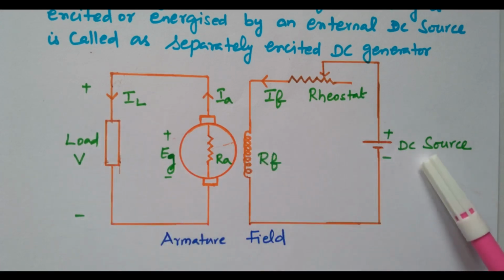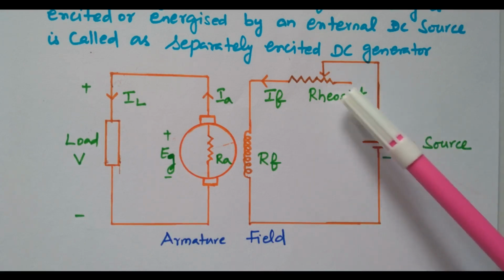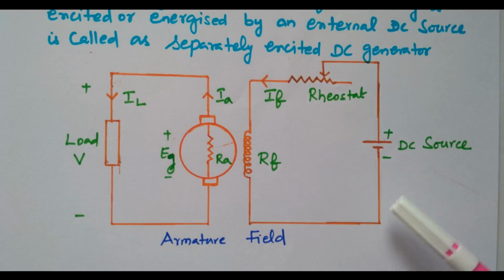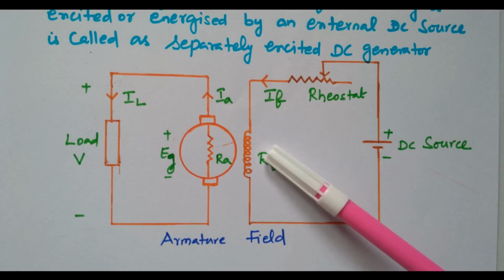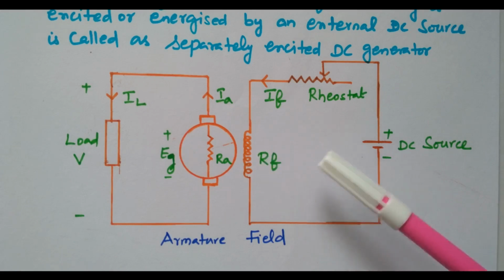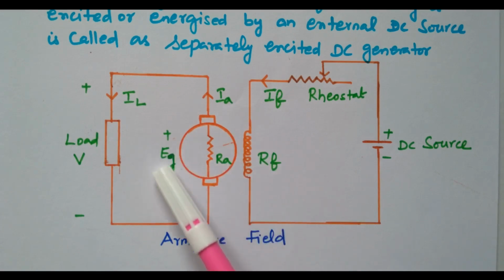For the field winding, the excitation is given separately by another DC source through this rheostat. In order to control the voltage applied to the field winding, this rheostat is used. The DC supply is given while adjusting the rheostat. Current will flow in the field winding, then the magnetic field will be created. So this excitation is given separately. Due to the interaction between the armature and field winding, the EMF is generated in the armature, and that is available at the load terminal.